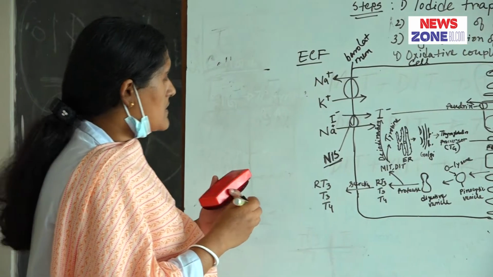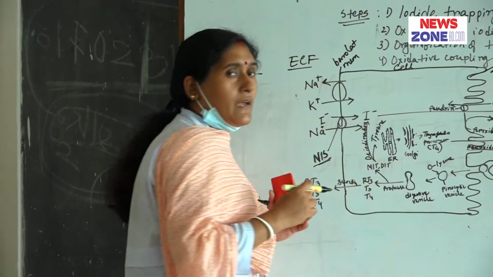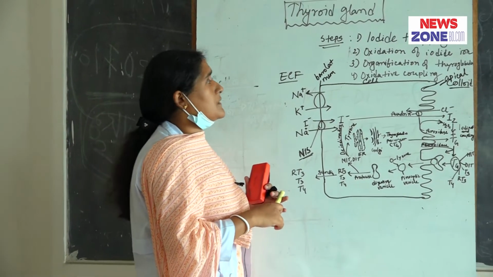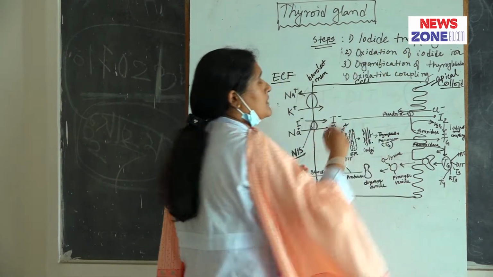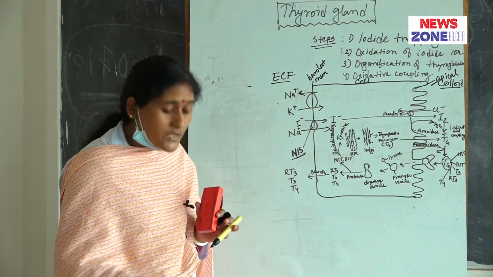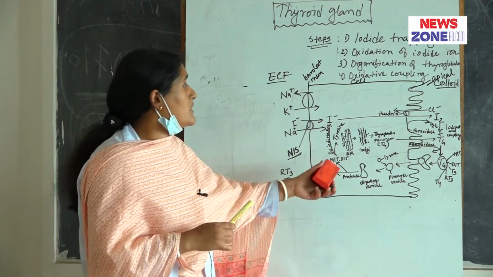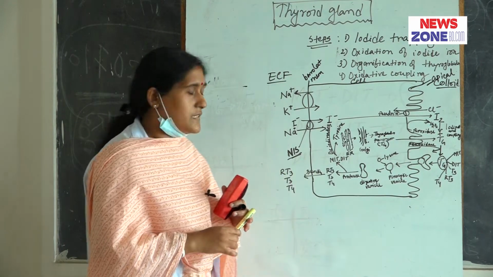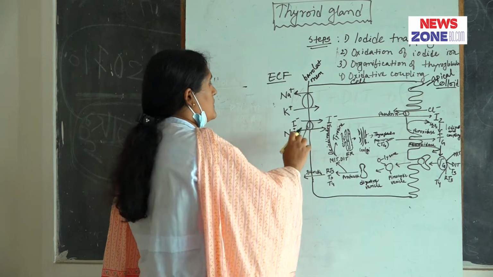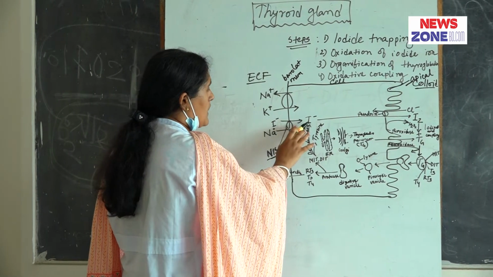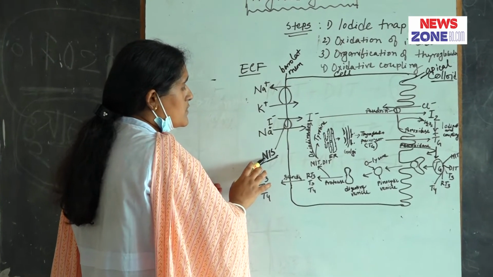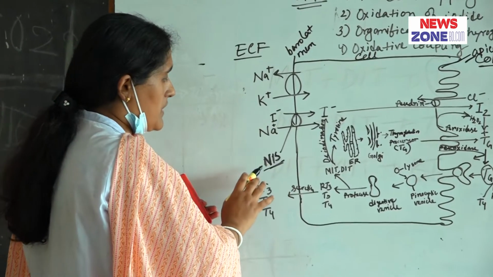Now I will discuss every step of thyroid hormone synthesis. The first step is iodide trapping. Iodide trapping means the process of concentrating iodide within the cell. Mainly, iodide moves from the ECF into the cell by the sodium iodide symporter.